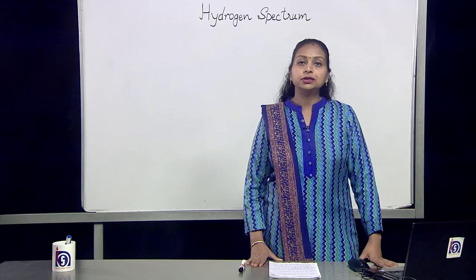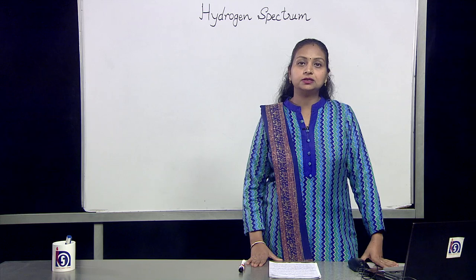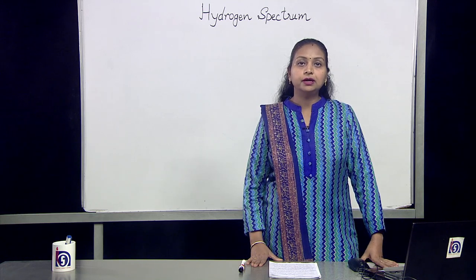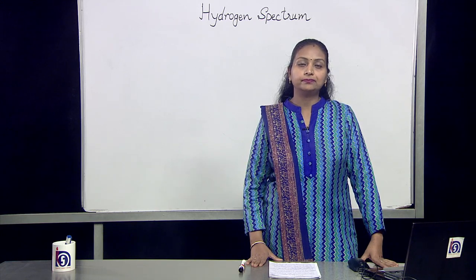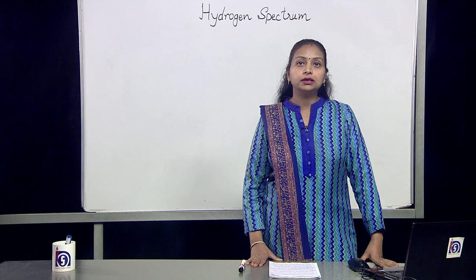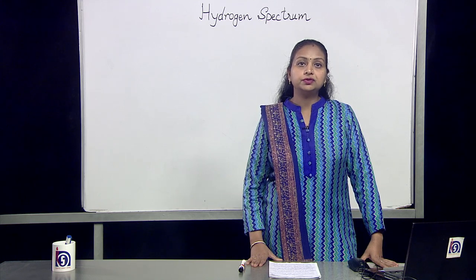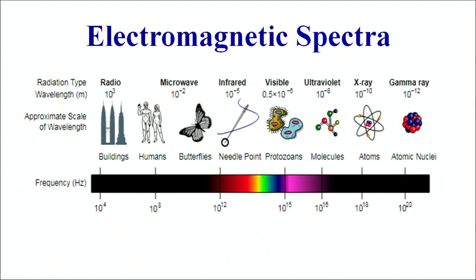Now, the question arises: what is a spectrum? A spectrum is a variation of energy with respect to frequency or wavelength. As you all know, the electromagnetic spectrum, which varies from radio waves to gamma rays, has a wavelength of 10 to the power 3 meters to 10 to the power minus 12 meters. And the corresponding frequency is also given over here.